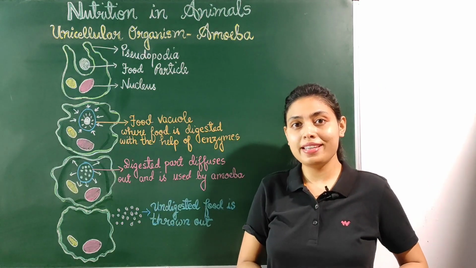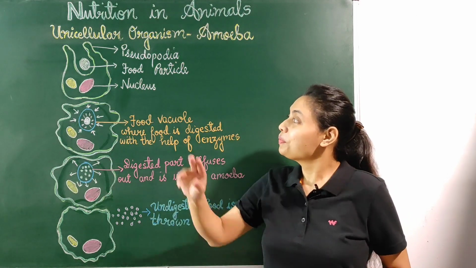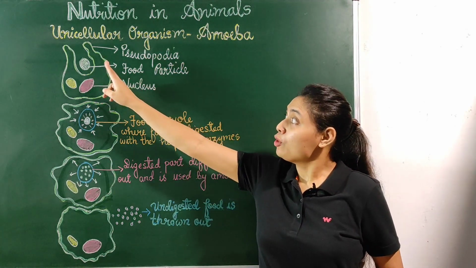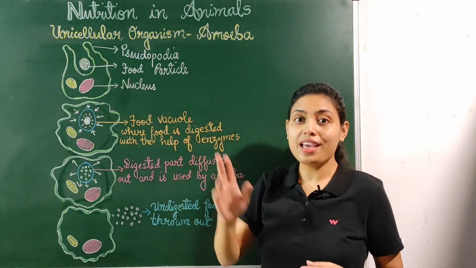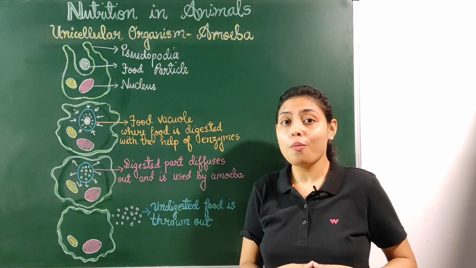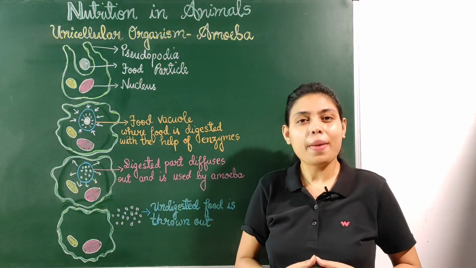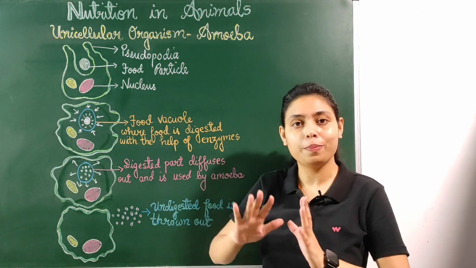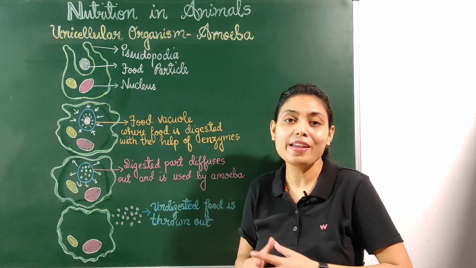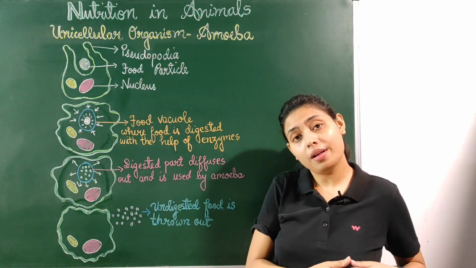Children, now we will see digestion in amoeba. These finger-like projections formed in amoeba are known as pseudopodia. Amoeba can form or produce pseudopodia on any side of its body by simply pushing the cytoplasm in that particular area. Now, what is the function of pseudopodia formed in amoeba?